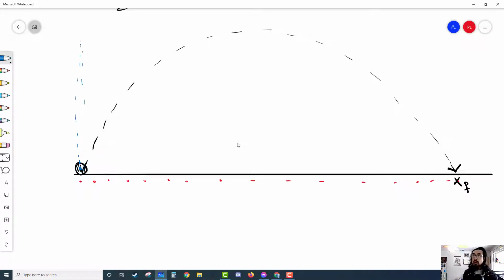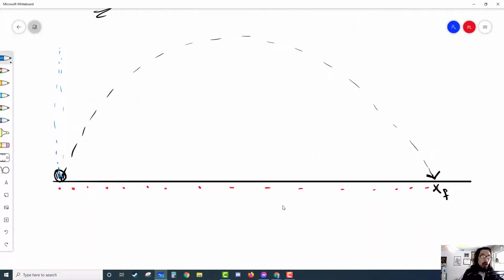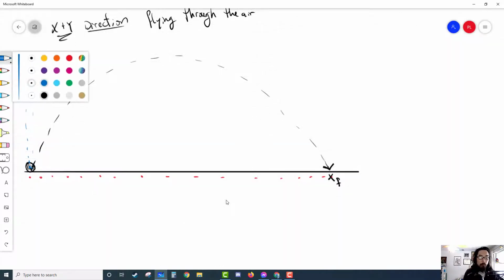We wouldn't know how far out it went. We just know that the ball went up and down. What projectile motion does is combine both of these ideas together. Just to give you a sense of what that means, let's break down the important ideas of the x and y motions. So this is what we know.